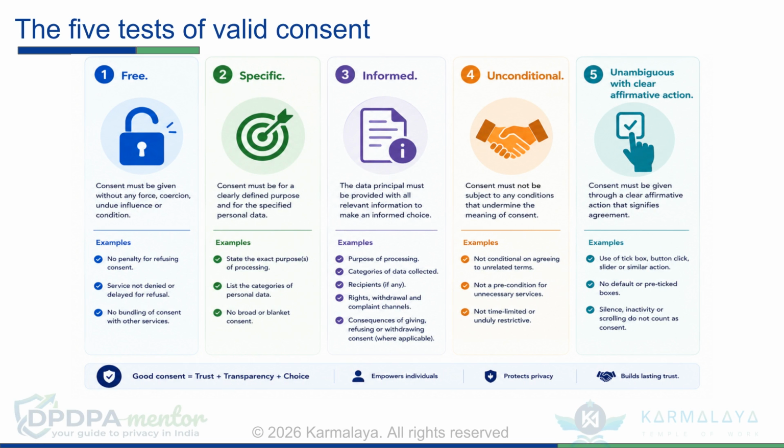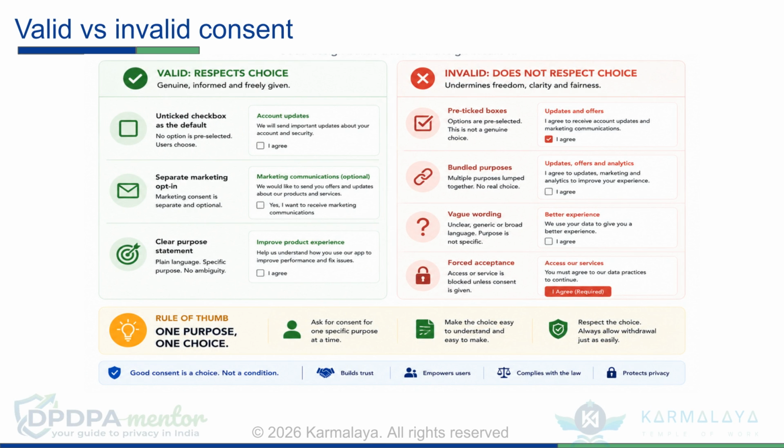For consent to be valid, it must meet 5 key tests. It must be free, specific, informed, unconditional, and it must be given through a clear, affirmative action. Consent cannot be passive or assumed. The user must do something affirmative, such as ticking an unchecked box or selecting a clear opt-in choice after understanding the purpose and consequences. Valid consent respects user choice, whereas invalid consent undermines it.